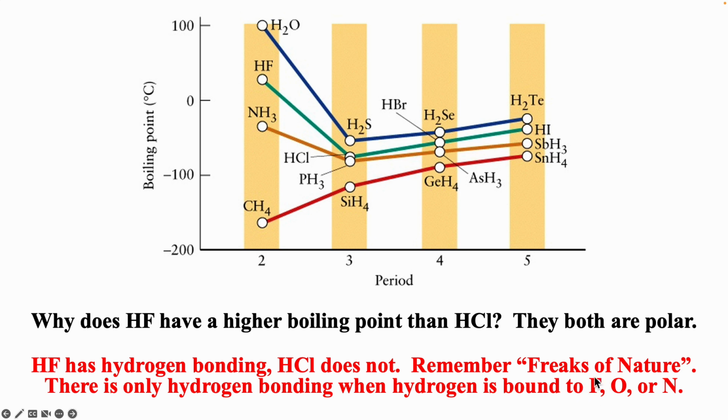Fluorine is the most electronegative element. Oxygen is the second most electronegative element. I think nitrogen is the fourth. Chlorine is the third. There is no hydrogen bonding with chlorine because of the size. It's a little bit bigger than the nitrogen.